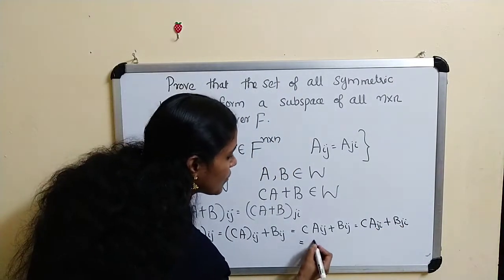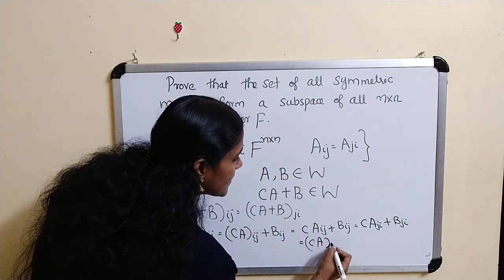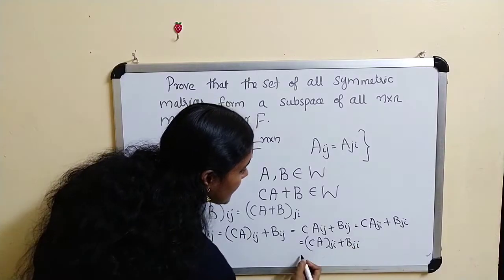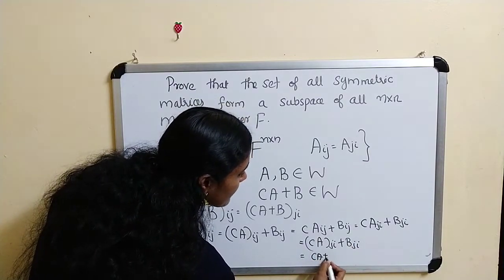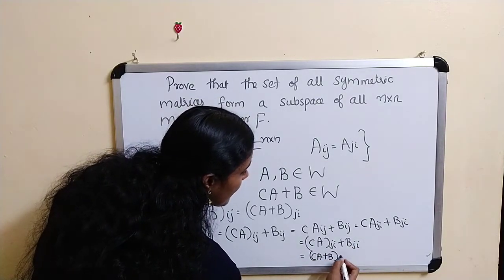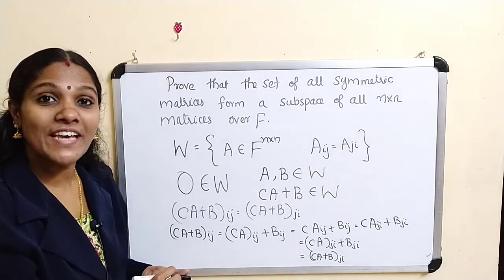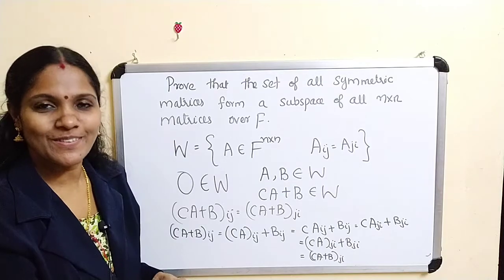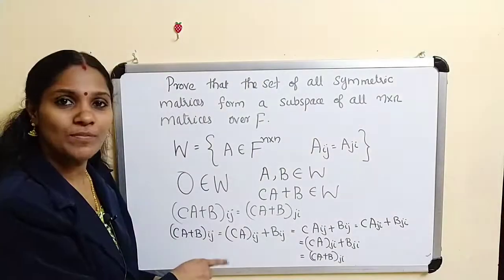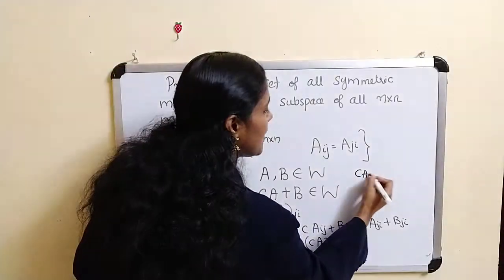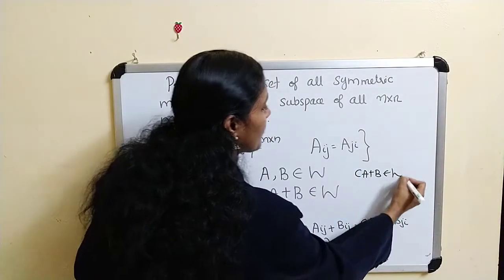And this is equal to cAij plus Bji, which is equal to cAji plus Bji. So cAij plus Bij equals cAji plus Bji. This implies cA plus B is a symmetric matrix. That means cA plus B belongs to W.